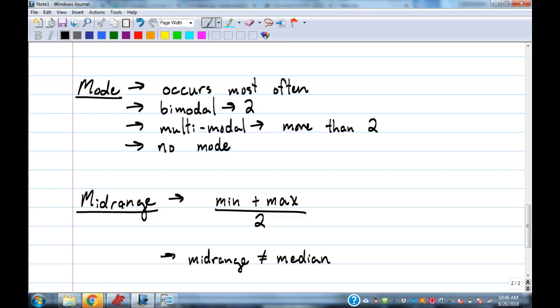If it's an even set of data, even number in the sample or the population, we've got to take the 2 that are in the middle and take the average of those to get the median. The mid-range is you're taking the minimum value plus the maximum value and dividing by 2. That's how you're going to find the mid-range for either a sample or a population. Mid-range, not the same thing as a median.